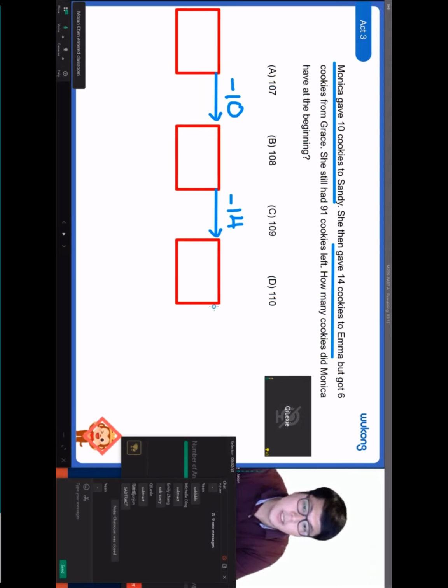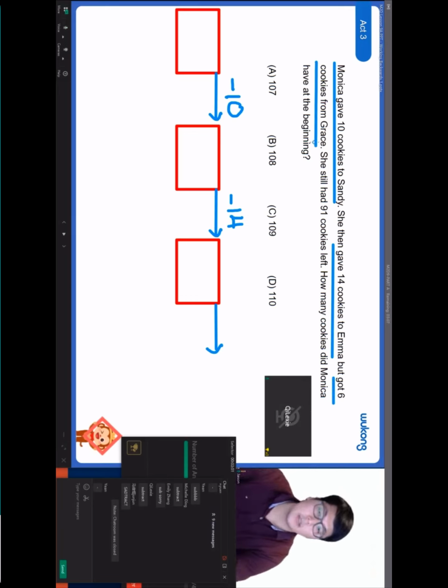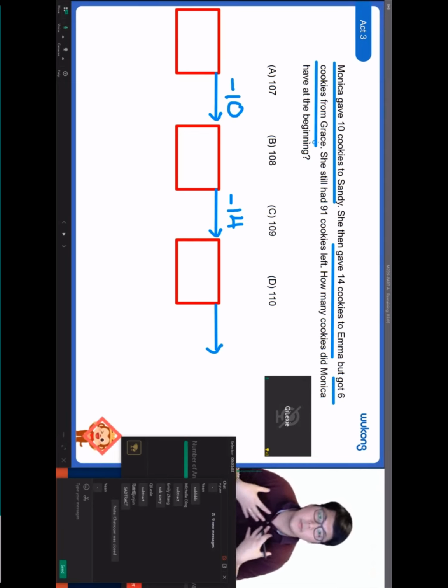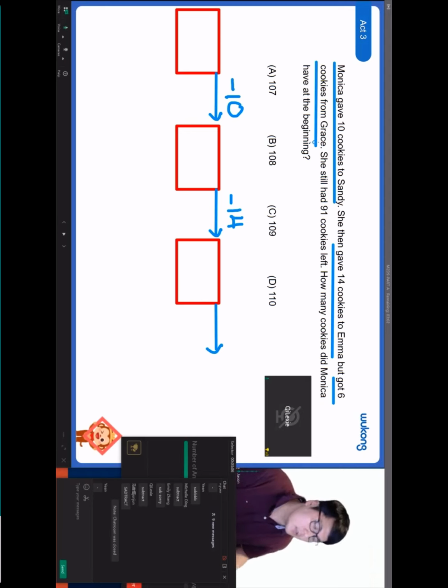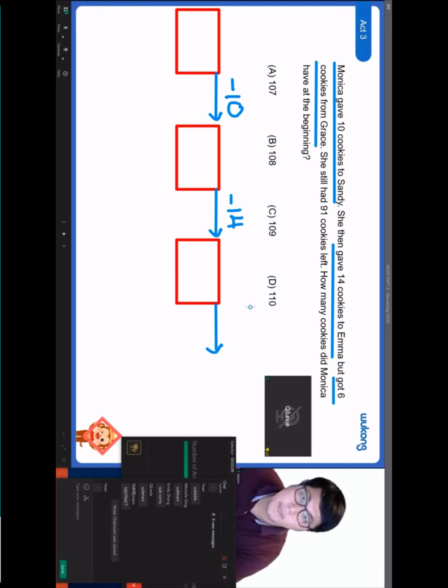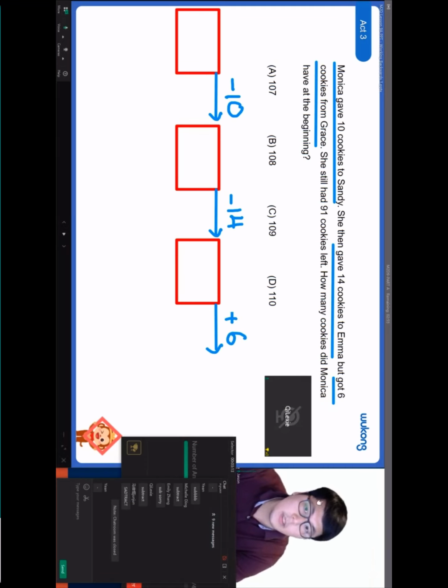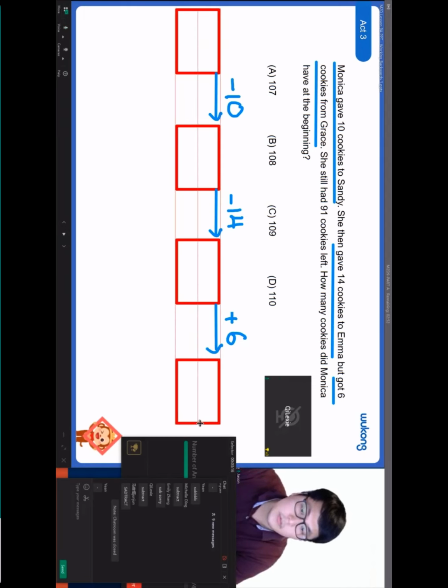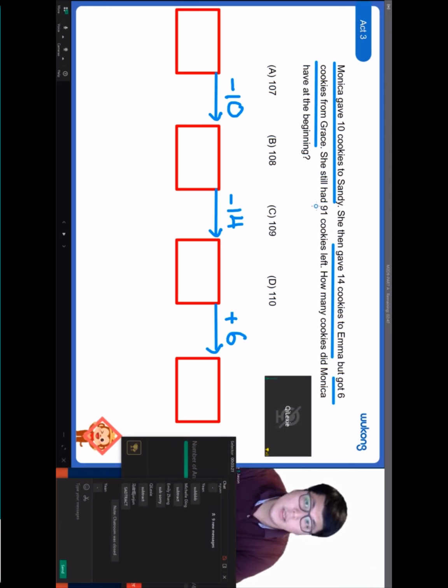And then the next step. Okay, the next step is a little bit different. This time, Lexi, Monica got 6 cookies from Grace. So she got 6 more cookies from Grace. Does that mean do we need to add 6 or subtract 6? Add. Yes, that's right. We add 6. And do we know how many cookies we have? So after 91. Yes, after receiving cookies from Grace, we know that she has 91 cookies. So we stop here, 91.